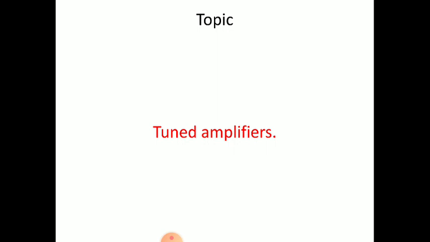In the previous lessons, we have discussed the power amplifiers. That is, the class A power amplifier with resistive load. We have seen the efficiency derivation, the class A power amplifier with transformer load, the class B push-pull amplifier, and also the class B complementary symmetry push-pull amplifier along with the derivation of the efficiency. Now today's topic is tuned amplifiers.